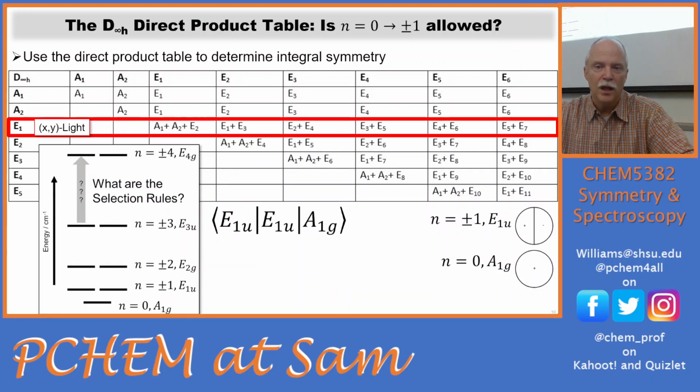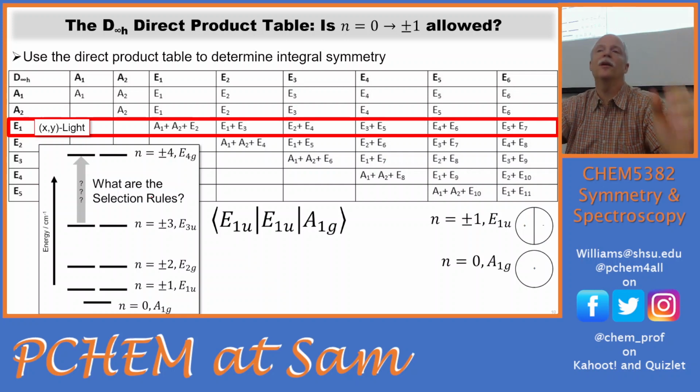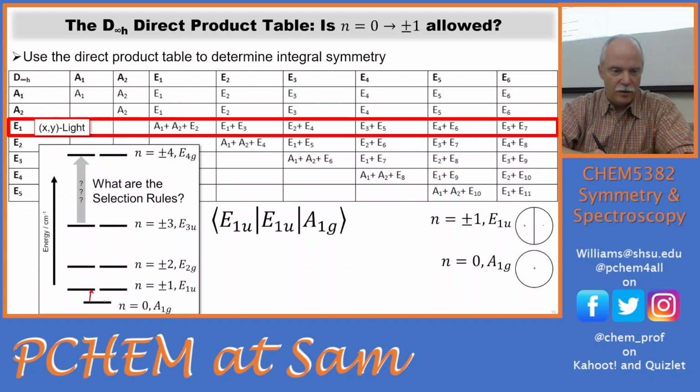Okay. Now let's look at just individual jumps, quantum jumps, and see if we can determine a pattern. So let's look at the n equals 0 to n plus or minus 1. So we're going to look at this one here. We're going to see if this is allowed.